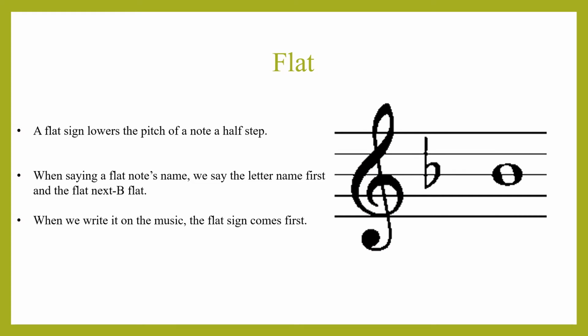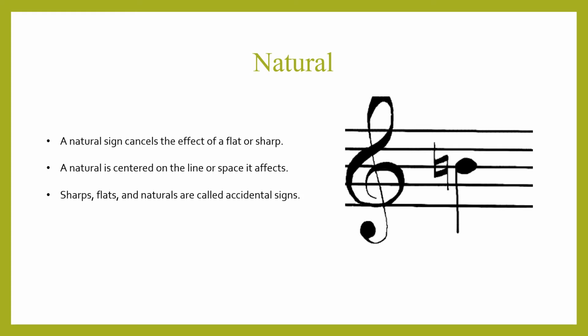A flat sign lowers the pitch of a note a half step. When saying a flat note's name, we say the letter name first and the flat next. B flat. When we write it on the music, the flat sign comes first. A natural sign cancels the effect of a flat or sharp. A natural is centered on the line or space it affects. Sharps, flats, and naturals are called accidental signs.